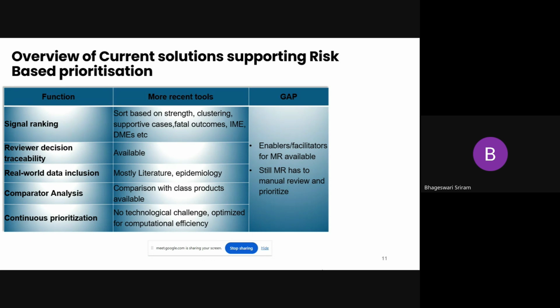And then comparator analysis, where you need to look at your class product. So there are tools which perform different disproportionality analyses from publicly available sources, like FAERS, so that you could compare your suspect with your comparator product. So all those features are already available.